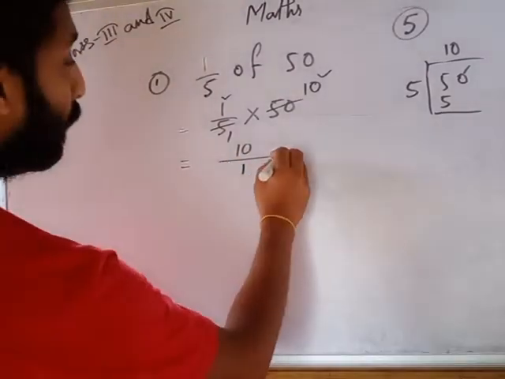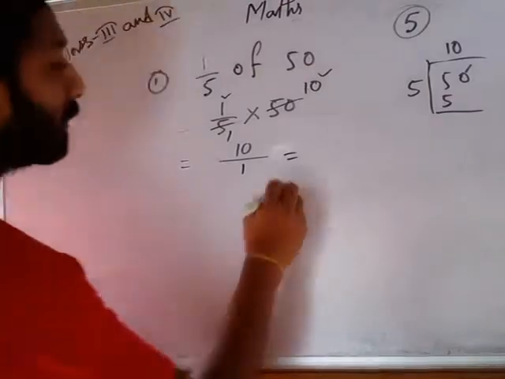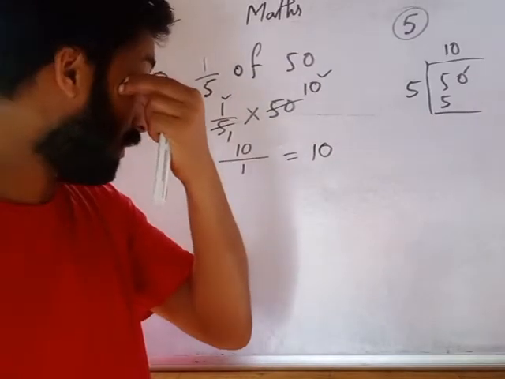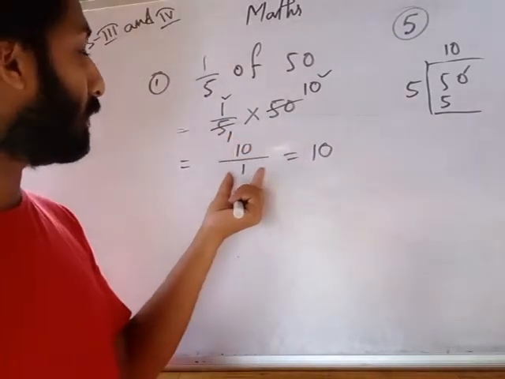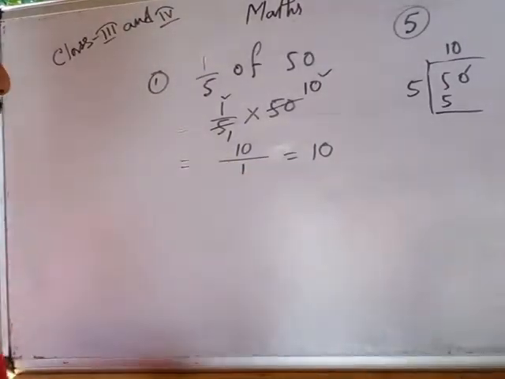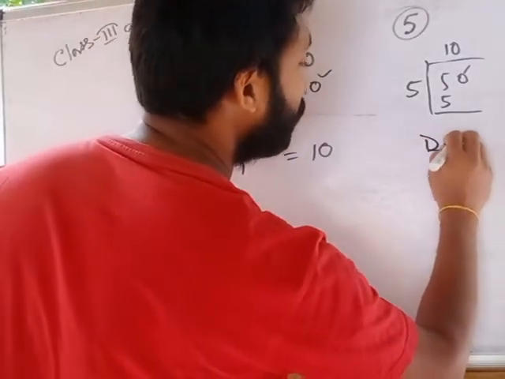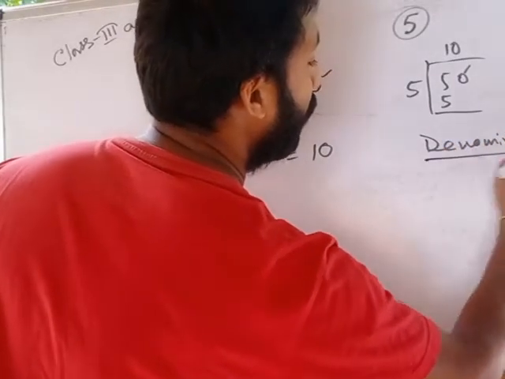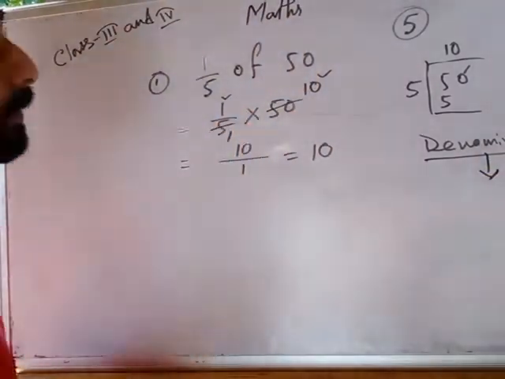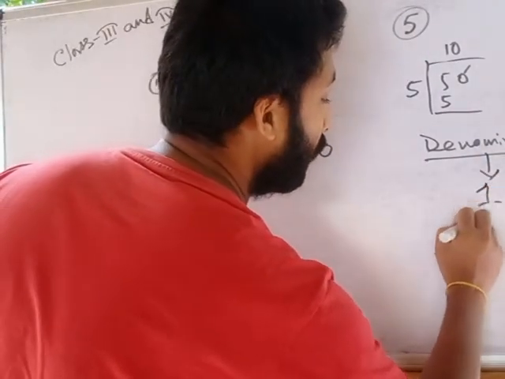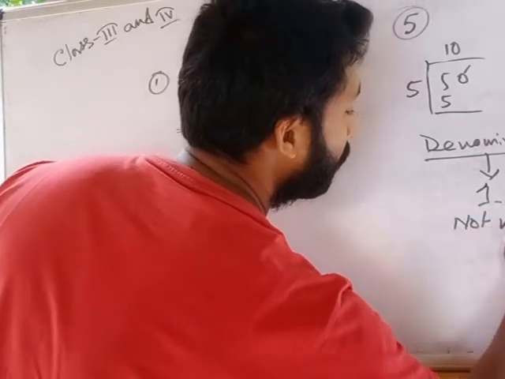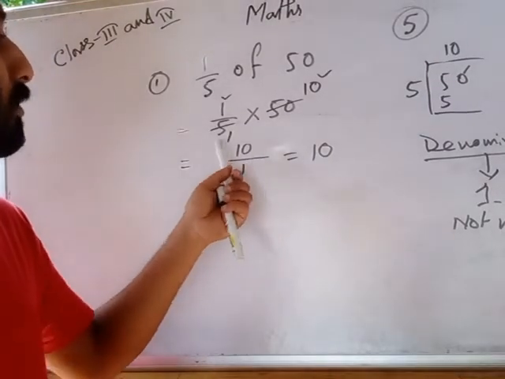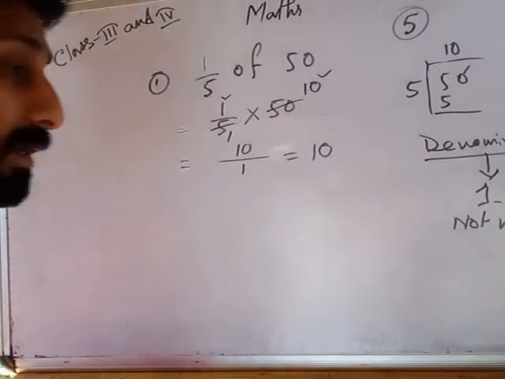If the denominator is 1, it is not necessary to write it. We should only write the numerator. If the denominator, or the multiplication of the denominators, is 1, we do not need to write it. Just write the numerator. After that I will tell you the next one.